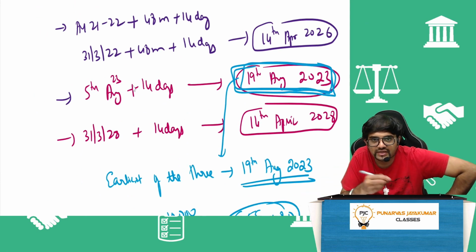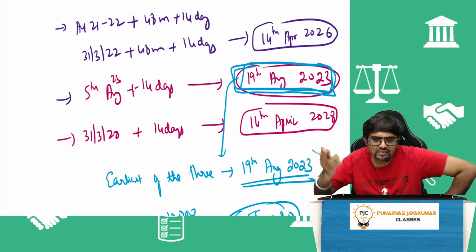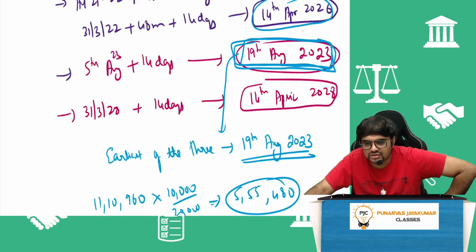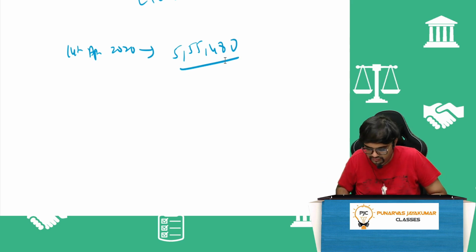You leave that. Next time when he sold, 27. So 14 days from 27 will not come. 14th April 28 will not come. What will come? 14th April 26. So on 14th April 26, the company has to deduct the remaining 5,55,480. Otherwise gone.